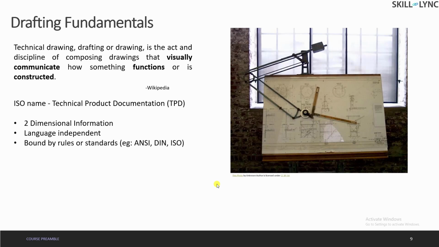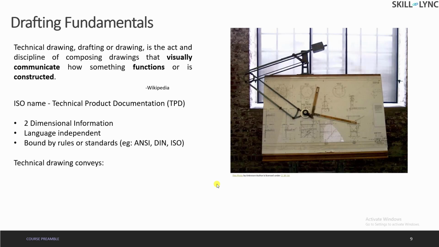Next, they are bound by rules or standards. That is, you have to draw a line of this thickness only for a normal line, and a construction line has to be drawn in such a way that it is replicated the same throughout the world. And the paper sizes that you use, you have A4, A3, A2, so that it is the same everywhere. So this technical drawing is bound by rules or standards that will make sure it is language independent, and it also houses a wealth of 2D data.